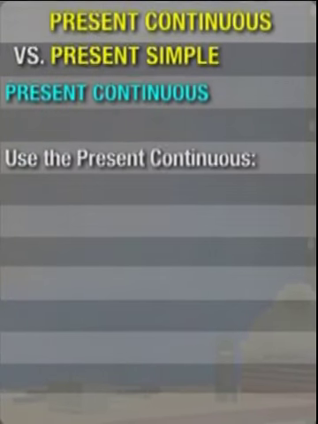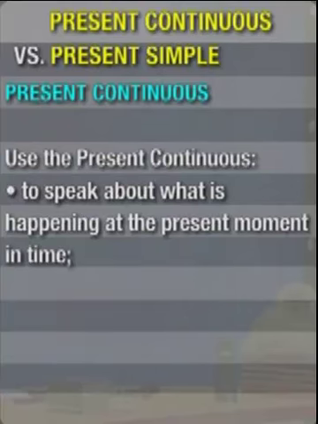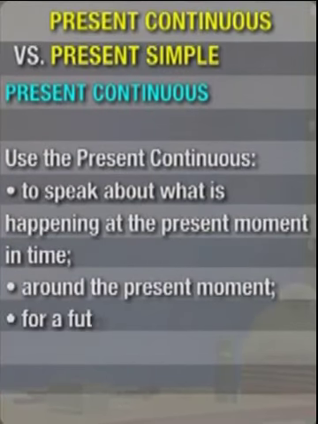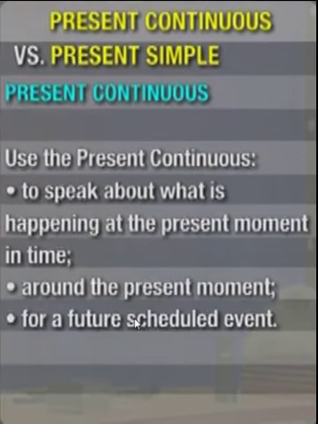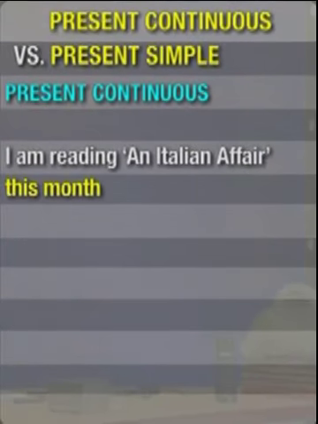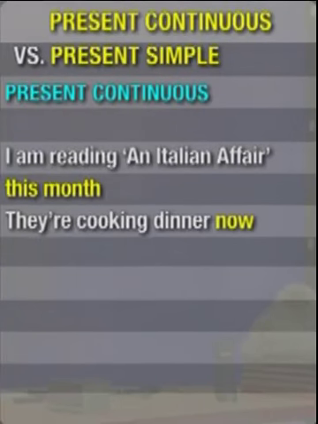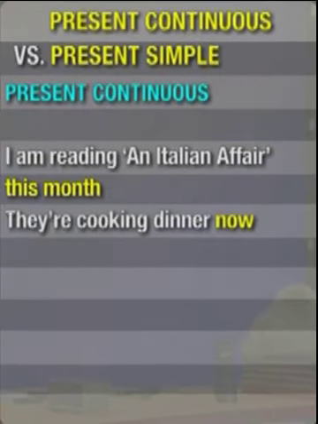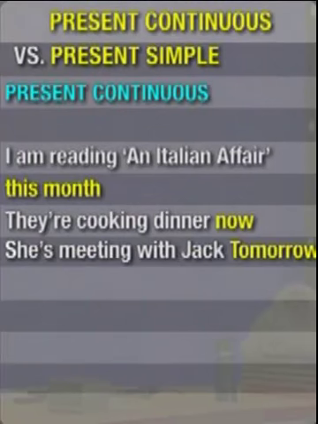Great. Then the present continuous, we use it for something happening now, at the moment, and in the future. So the examples are, I'm reading An Italian Affair this month, for example. They're cooking dinner now, and she's meeting with Jack tomorrow. Okay?